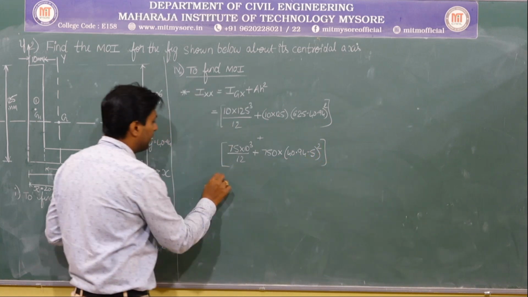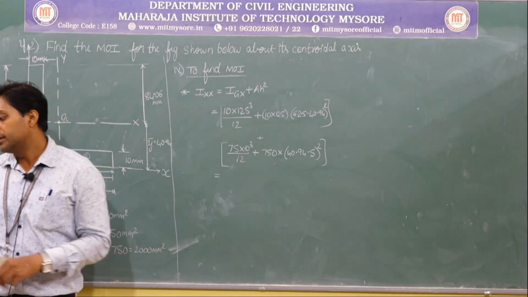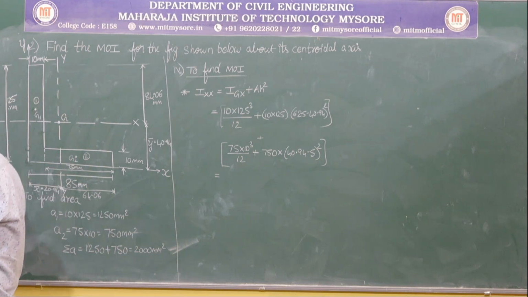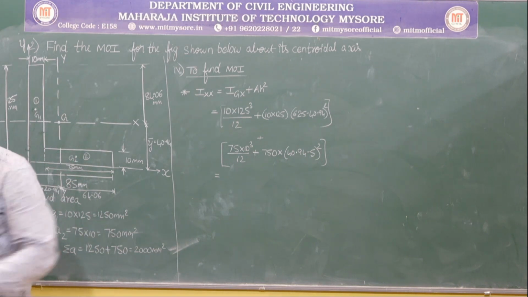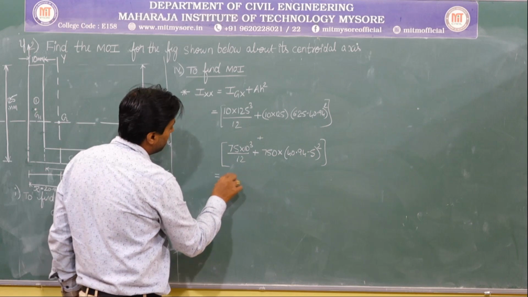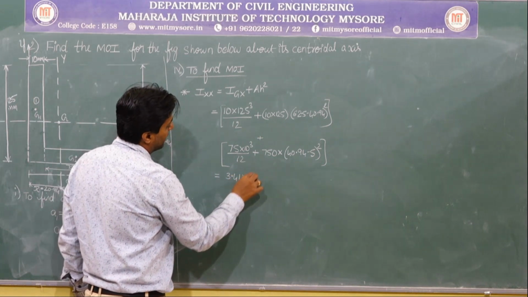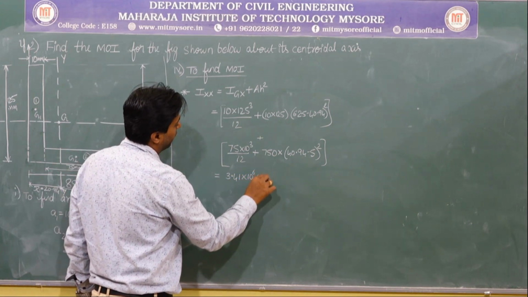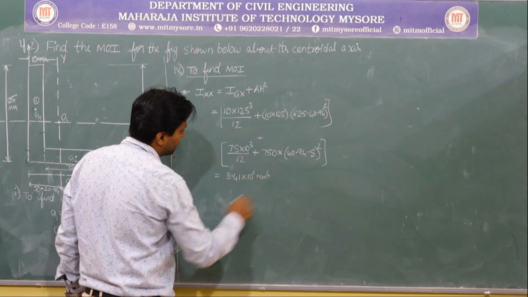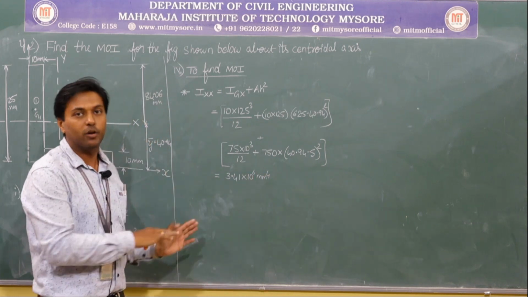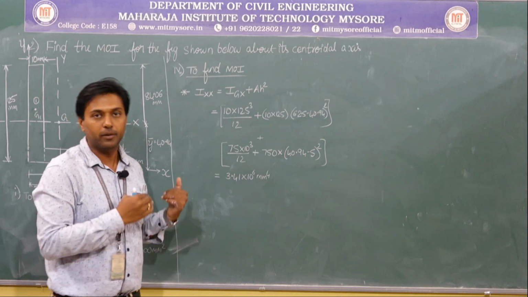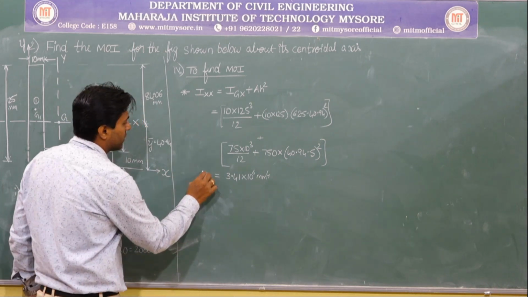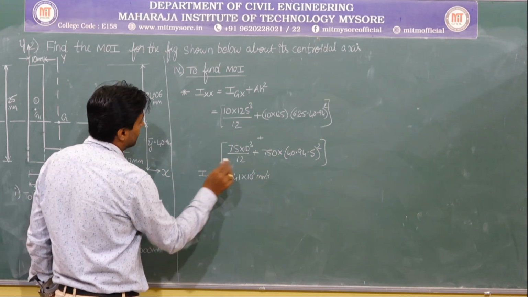So solve it. The value that you are going to get is 3.41 into 10 power 6 mm to the power of 4. Please cross verify these values, because as I am not solving it, I am directly taking it from the book. So that's why I want you to cross verify those values. So Ixx I got it.